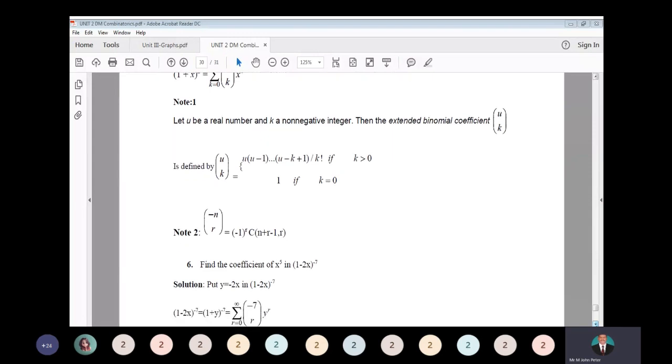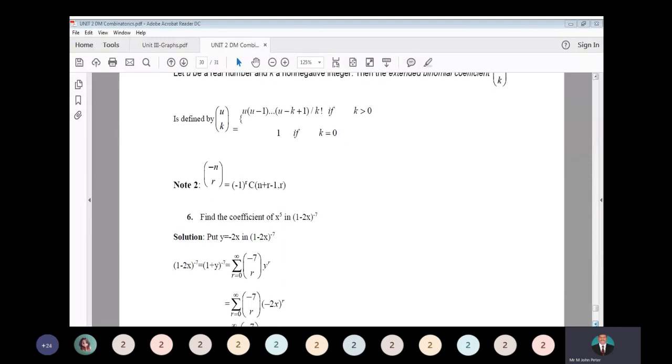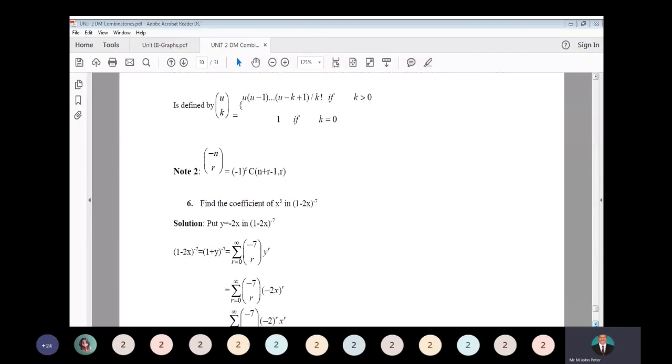For negative, minus n C r is equal to minus 1 power r into C of n plus r minus 1 comma r. Okay, so in the nCr format, the first term is n plus r minus 1 C r, like that you have to take, where minus 1 power r you have to put in the front side. So find the coefficient of x power 5 in the expansion of (1 minus 2x) power minus 7.